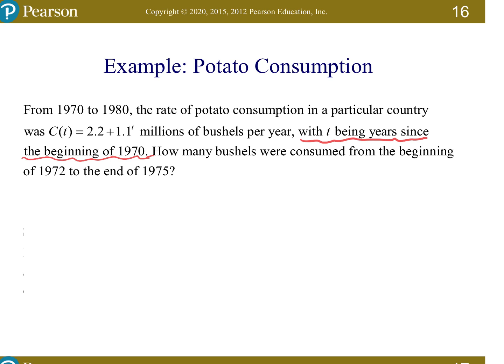Let me see if I can argue my way to that. If it's defined in terms of the beginning, then your units have to be in terms of the beginning as well. So you can't say from the beginning of 1972 to the end of 1975. The end of 1975 is really the beginning of what? 1976. It's only one day apart.